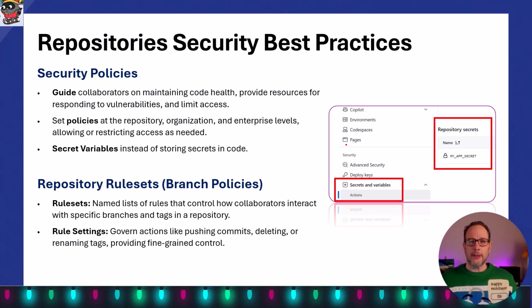Another recommendation is using secret variables instead of storing secrets in code, and I'll talk a bit more about that later on. And then last here is defining repository rule sets, also known as branch policies in other platforms like Azure DevOps. It allows you, for example, to protect the main branch, forcing reviewing and, for example, running a build validation as part of a pull request.